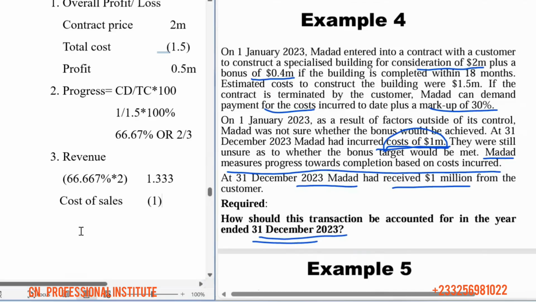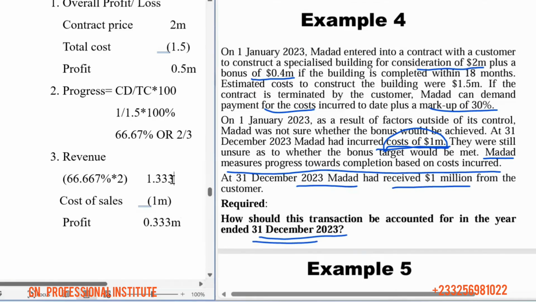Okay, so when we deduct 1.333 minus 1 million, we are going to have a profit of 0.333 million. Okay, so this is the profit we are going to record.